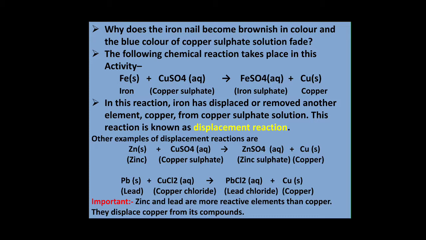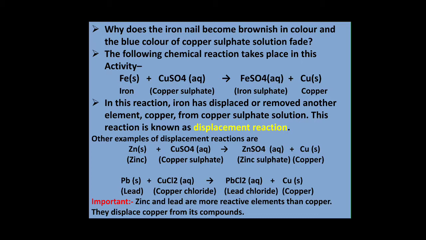Why does the iron nail become brownish in color and the blue color of the copper sulfate solution fade? The following chemical reaction takes place in this activity. In the copper sulfate solution, copper is displaced by iron. So it forms iron sulfate, FeSO4, and copper, Cu. In this reaction, iron has displaced and removed another element, copper, from the copper sulfate solution. This reaction is known as a displacement reaction.